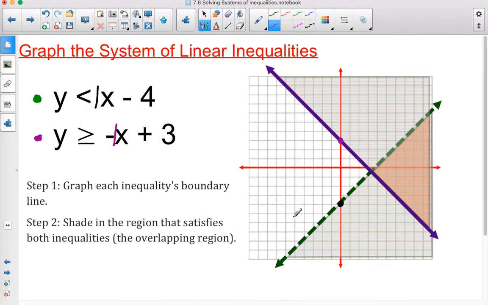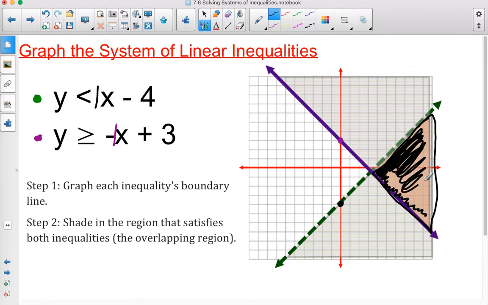So I've done both my boundary lines, and then I've shaded in the region that makes both true. The region that does that is the one that's below my green line and above, because it's greater than, my purple line. The only region that is below my green and above my purple is this region right here. So I'm going to get it in black. It's all the points that are below my green line and on my purple line, because it's solid, or above my purple line. So this would be my complete shaded in region. It's the shaded region that overlaps the two.